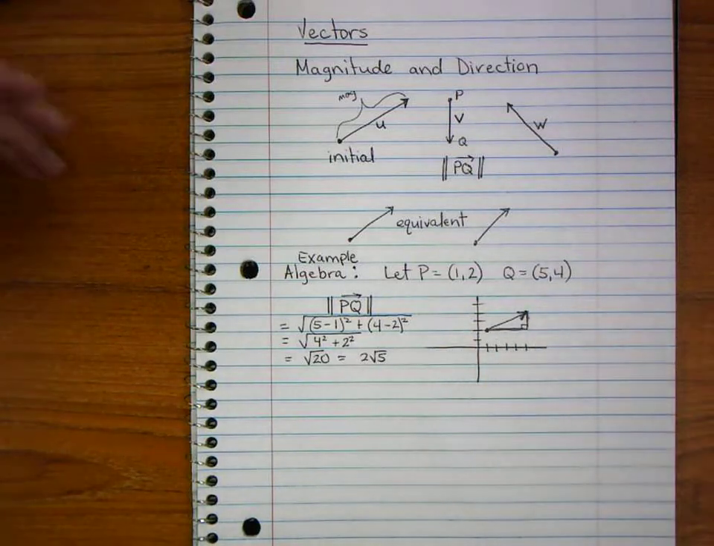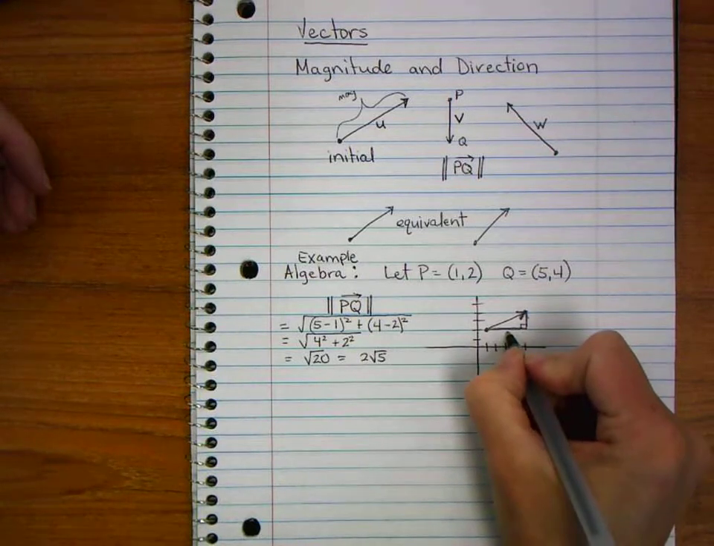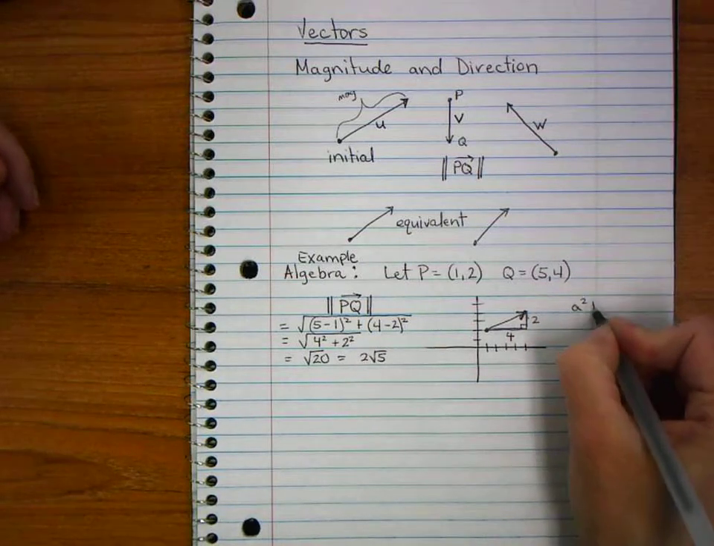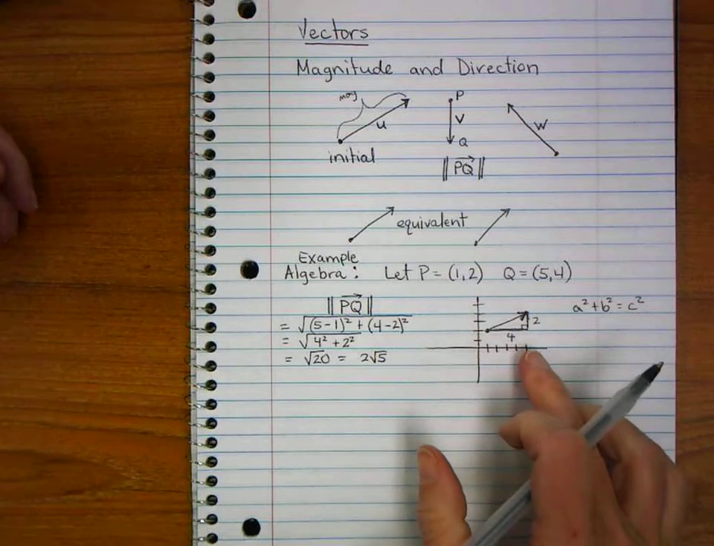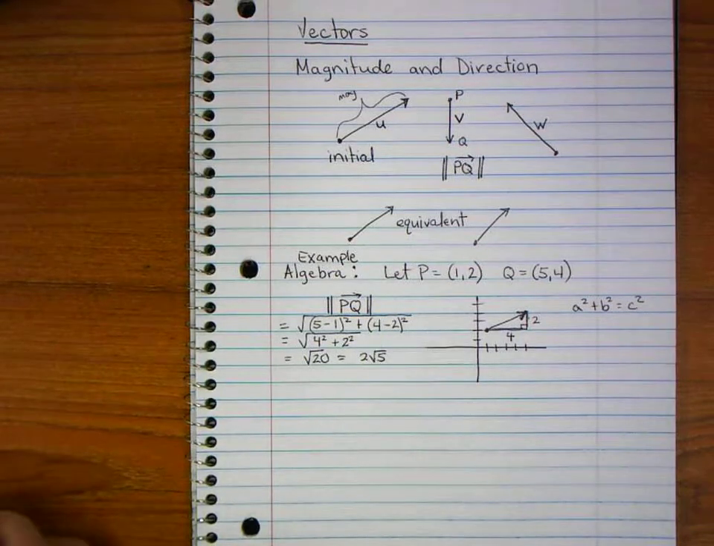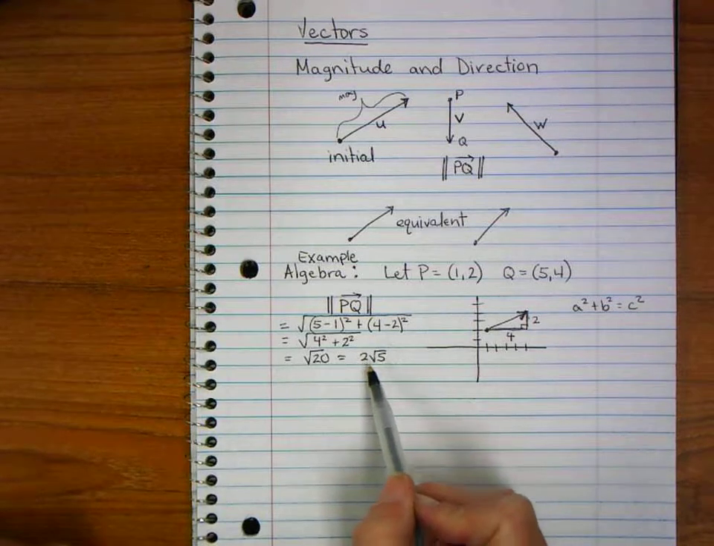Now, very simply, geometrically, we could have even counted and found that this distance is 4 and this distance is 2 and just done a squared plus b squared equals c squared. Geometric representation of it, algebraic representation of it. So our magnitude for vector PQ is 2 square root of 5. We can find our magnitudes. Any vector that has this magnitude potentially could be equivalent to this.